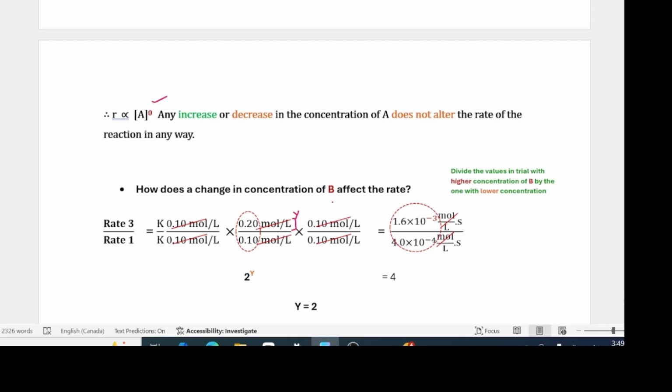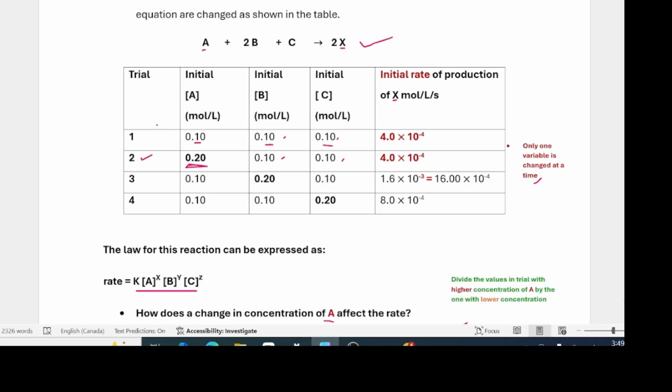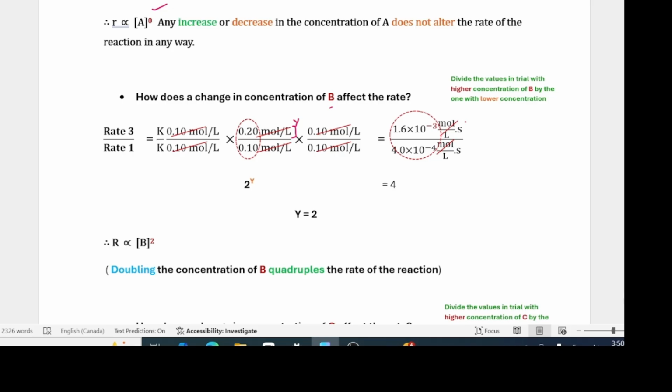Now we want to see how B affects the rate. So we go back to this, we observe now, this is where B has been changed. These two here remain the same. Okay, which trial do you think we should divide by which trial? To avoid using fractions and decimals, divide all the values in trial 3 by those of trial 1. That's the rate in trial 3. That's the rate in trial 1. These cancel out here. These cancel out here. That goes into that 2. That goes into that 4 times there. So we can say that y is equal to 2.